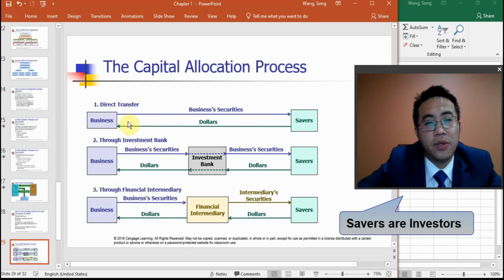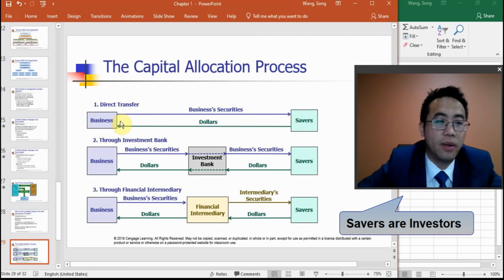There is the most direct way, called direct transfer, where the business issues securities to the savers and the savers deliver the dollars to the business. There are also investment banks playing a role. Investment banks are also called underwriters. They take care of the security issuing job for the business or the corporations. The business gives the equity to the investment bank, and then the investment bank resells the equity in slices of stock shares to the investors. And then the money is passed from the investors through the investment bank to the business.